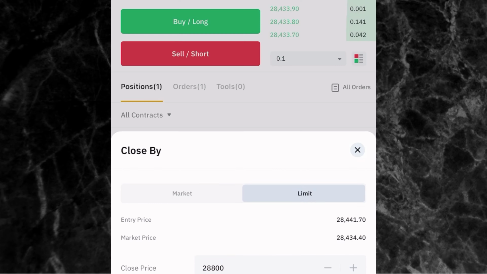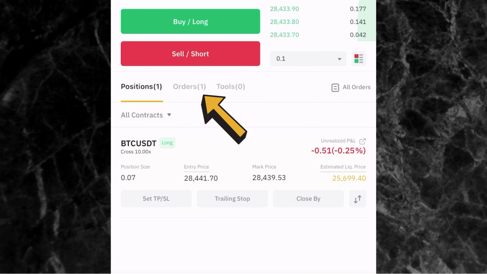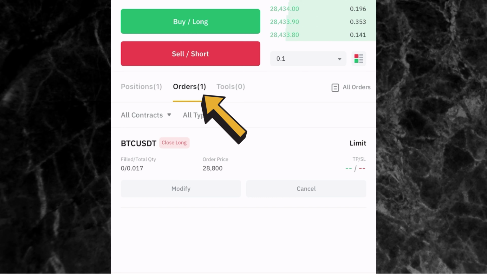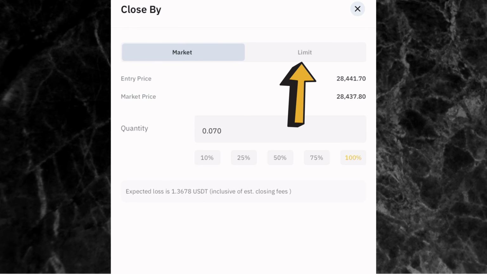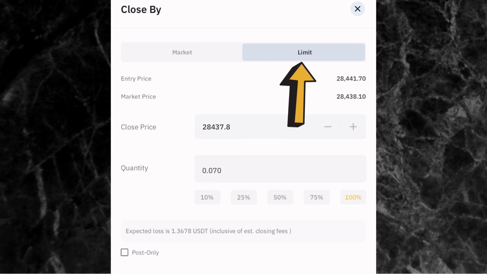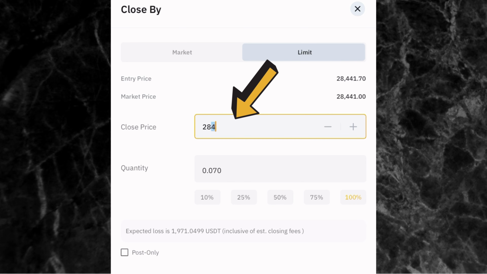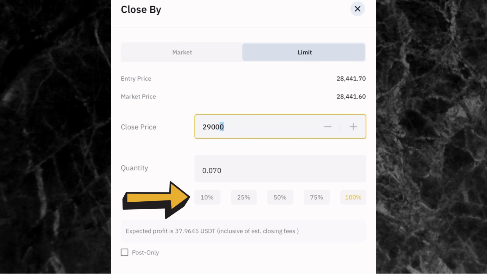Once you click on confirm, you will see it under orders right here, where you have open order. Once you click on it, you see the take profit level right here. Now to set the second take profit, you come again and click on close buy right here, and then you change it to limit again, and then you enter the second take profit level right here, which is $29,000. Once you enter it, you pick the percentage of profit you want to make. Let's say, for example, it's 50% profit you want to make, you click on 50%.